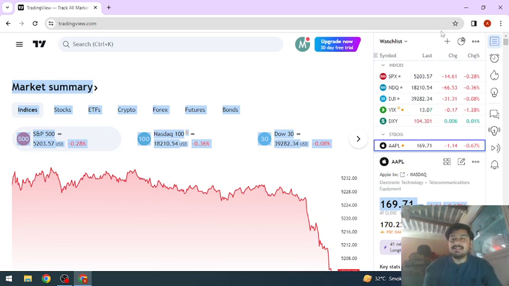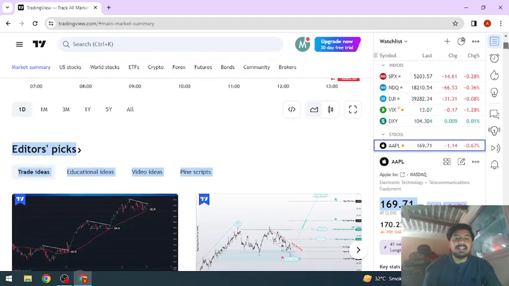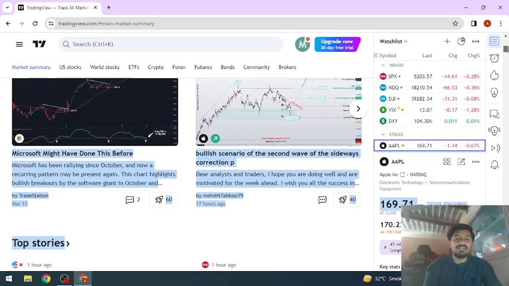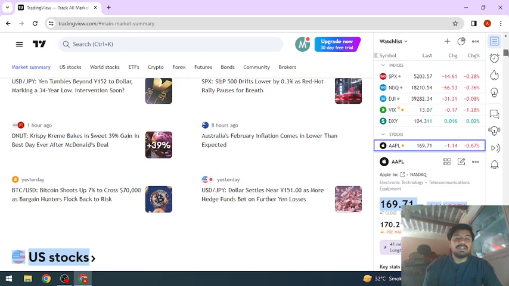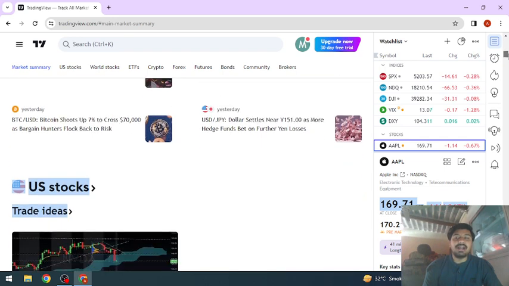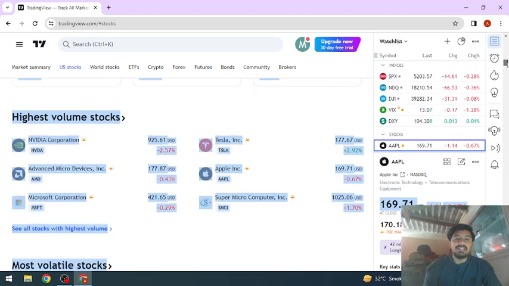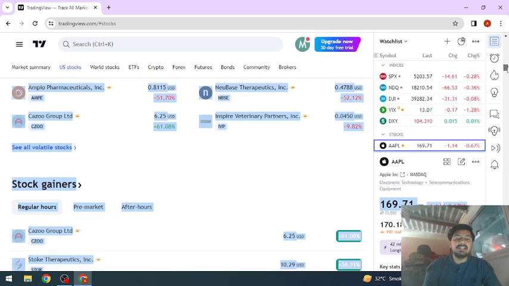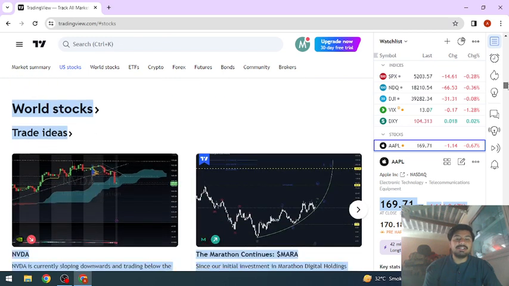So you can see this is the TradingView application, and this is the interface of the TradingView application. You can see all the stocks and the live maps of their trading, top stories, US stocks, trade ideas. So they provide accurate knowledge about the TradingView app. You can see these are the live stock histories on the TradingView application.